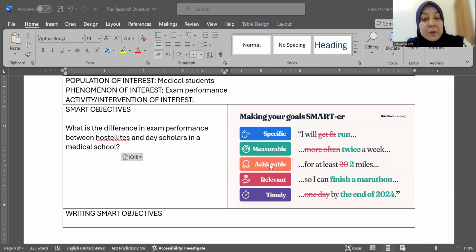And then it is achievable. Not at least 20 miles, but 2 miles, 1 mile. I'm going to run on my treadmill.